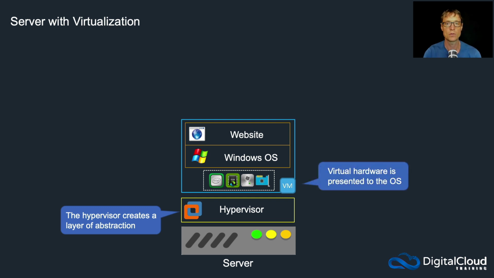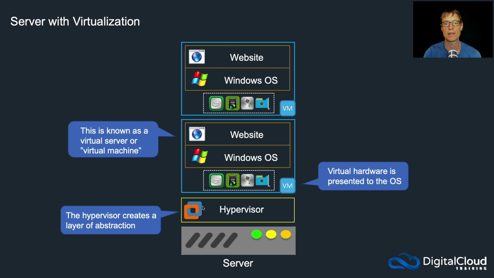Now, the virtual hardware is presented to the operating system essentially as hardware. That's what it sees. We call this a virtual machine, or you can also call it a virtual server. It just means that it's virtualized on top of the hypervisor.